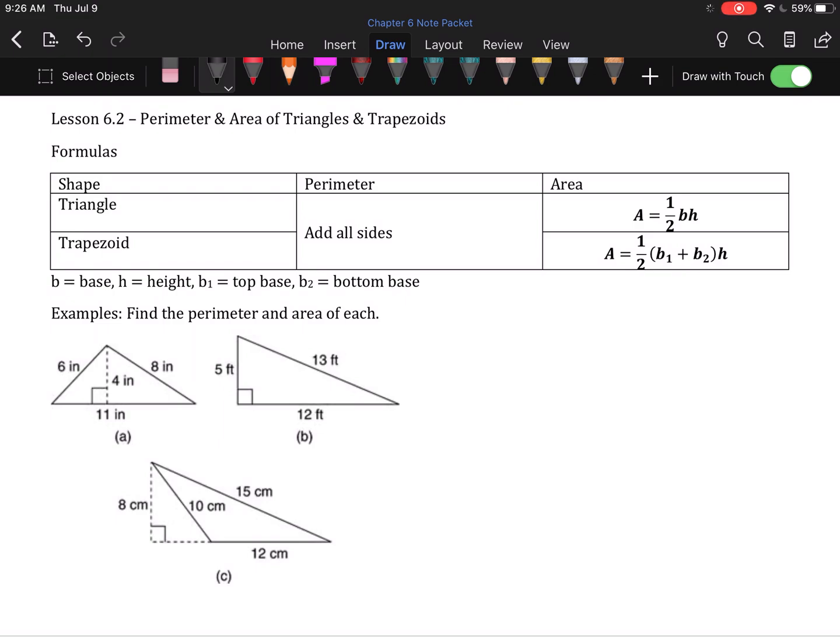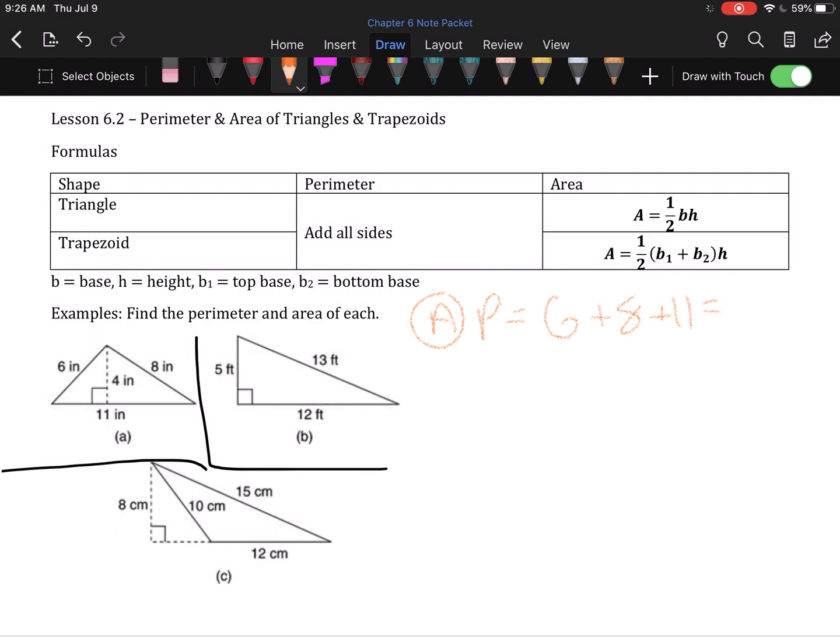So there are 3 triangles here, A, B, and C. So for triangle A, its perimeter is going to be 6 plus 8 plus 11. 6 and 8 make 14, and 11 makes 25. So the perimeter is 25 inches. Its area is going to be 1/2 times the base times the height.